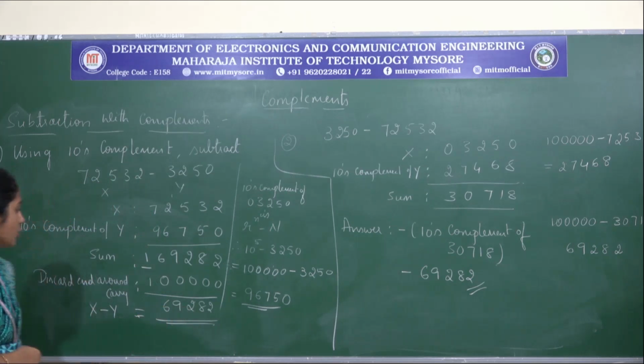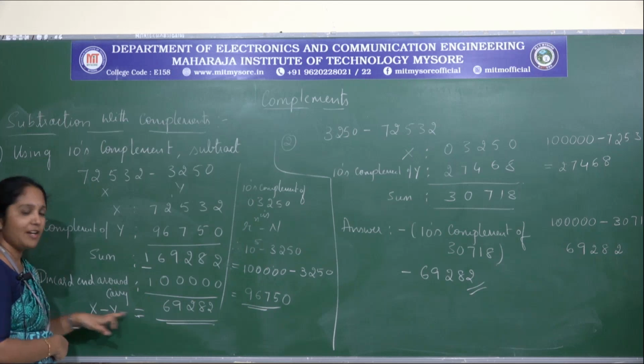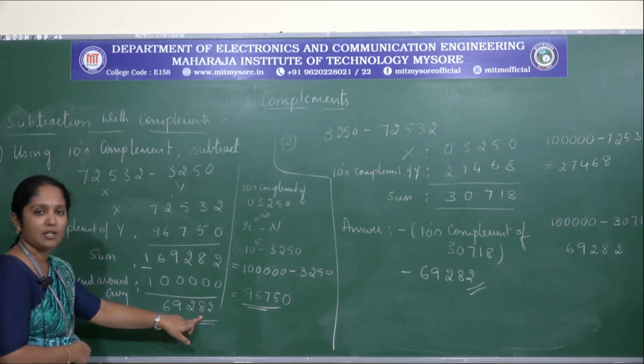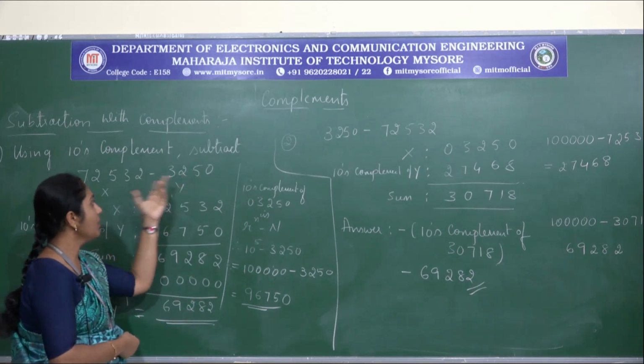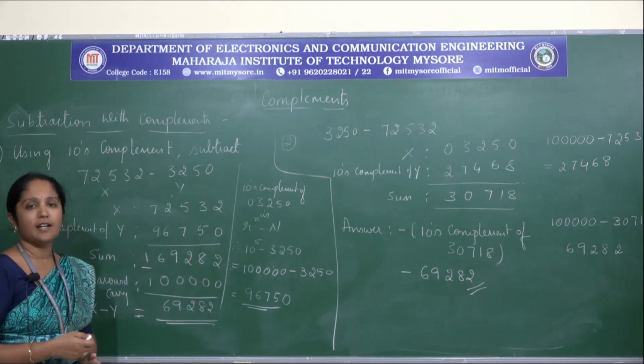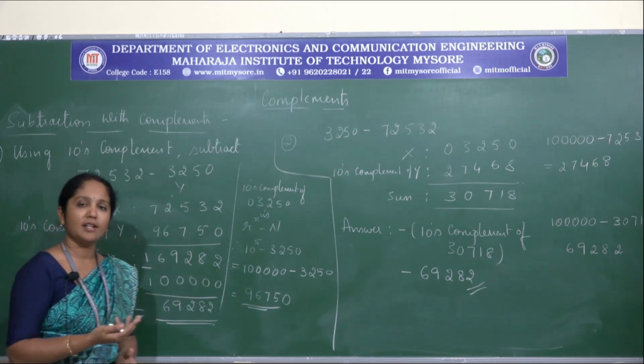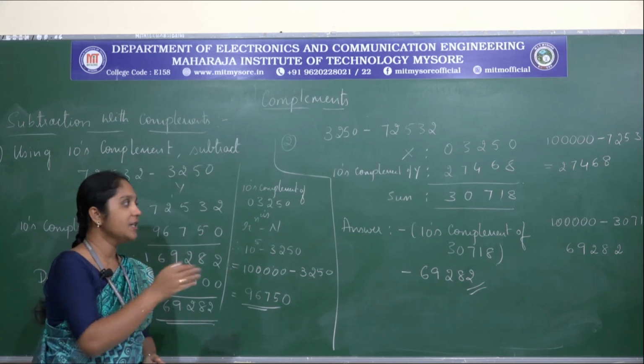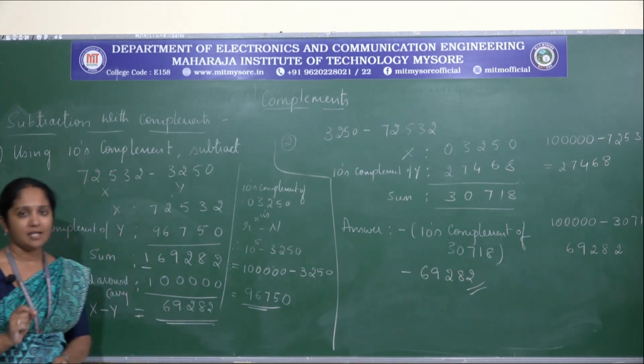You can observe here, if you do x minus y, we have plus 69,282. If you perform y minus x, then we are getting minus 69,282. This is the procedure we follow using tens complement.